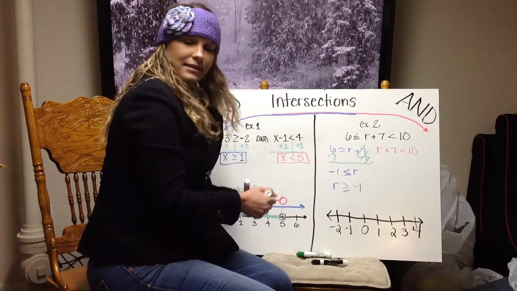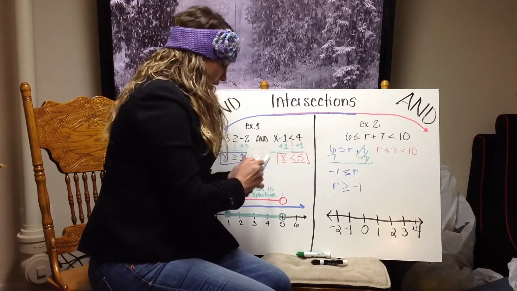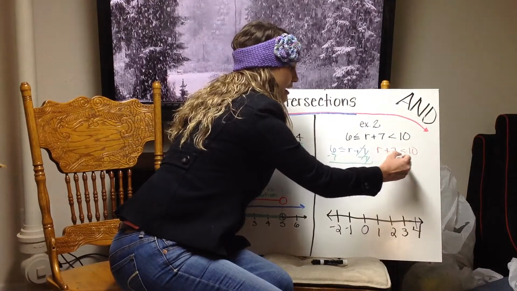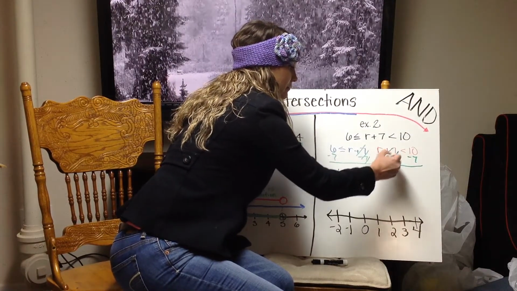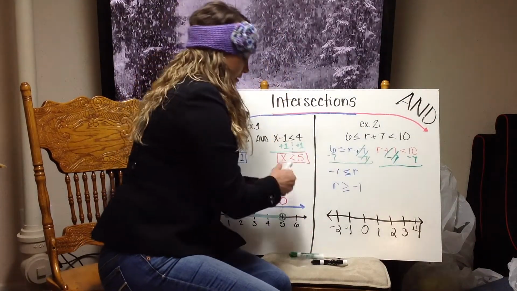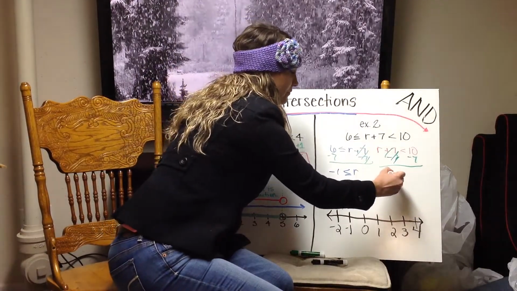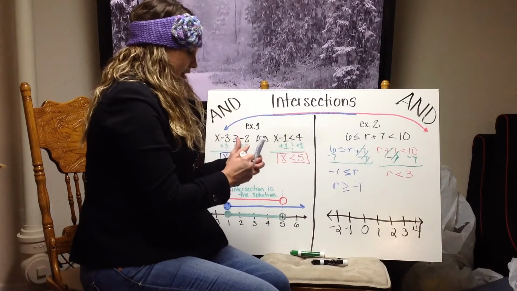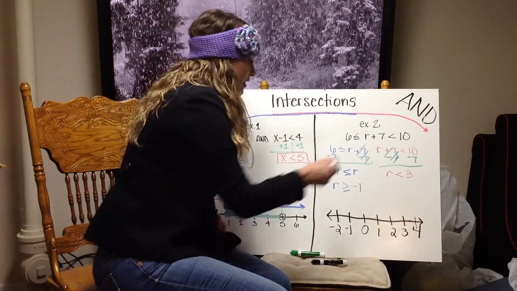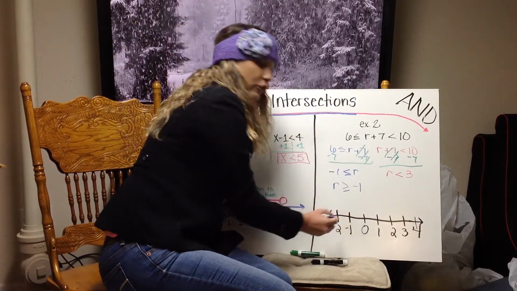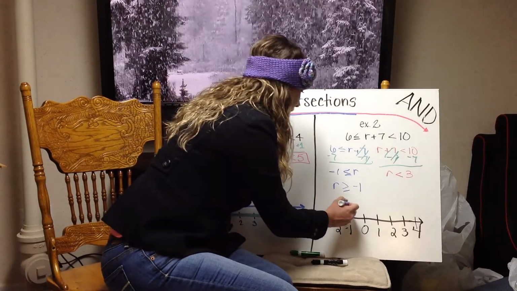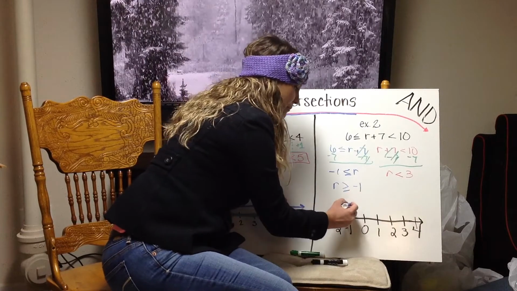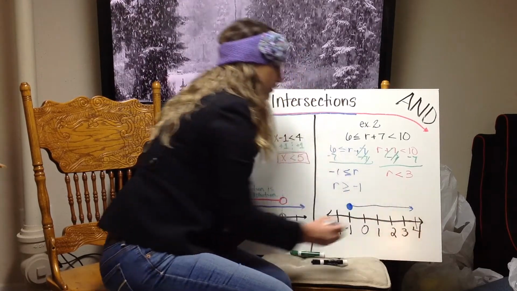There is that inequality. Let's go ahead and graph the other side. When we're solving this one, we're going to subtract 7 from both sides. R is left over here, and 10 minus 7 is 3. Alright, let's go ahead and graph these. The blue one should be a closed circle because it is equal on the negative 1. And it is pointing to the right because it is all of the numbers greater than negative 1.